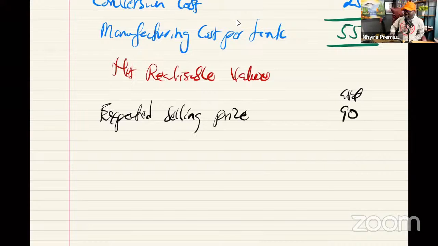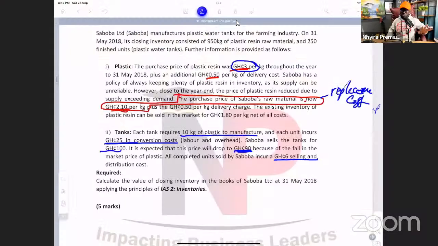Please note that when you're dealing with net realizable value, don't use the original selling price. Use the prevailing selling price. Let me take that again. Anytime you are doing net realizable value, you don't use the original selling price. You use the prevailing selling price, that is the current selling price. Always be mindful of that. But when it comes to cost of inventory, you use the historical cost, not the current cost, if it is about inventory we use in the production of goods and services or inventory for resale.